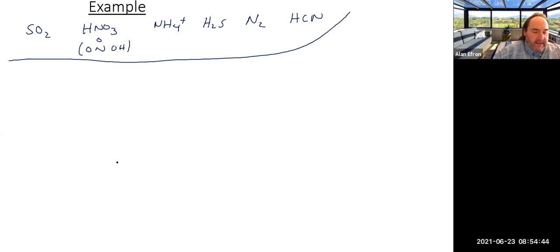Okay, so let's see how we're doing. So why don't we start with the first one here? We'll go with SO2. So again, we're going to start with the valence electrons here. So sulfur is group 6. And there's 2 oxygens, which are also group 6. And that gives us 12 and 6, which is 18 valence electrons.